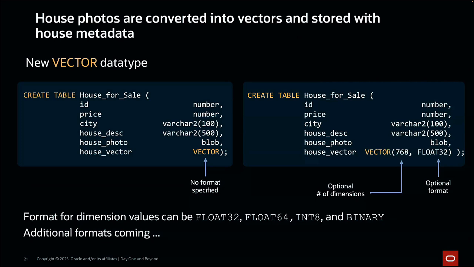So in this case, I can say, hey, it's got 768 dimensions, as we can see on the right, and it's a float 32. Now, be aware, Oracle supports float 32, float 64, unsigned int 8, binary, but that format and the number of dimensions is dictated by the embedding model, right? So you want to be very aware of what that embedding model expects that vector format to look like.